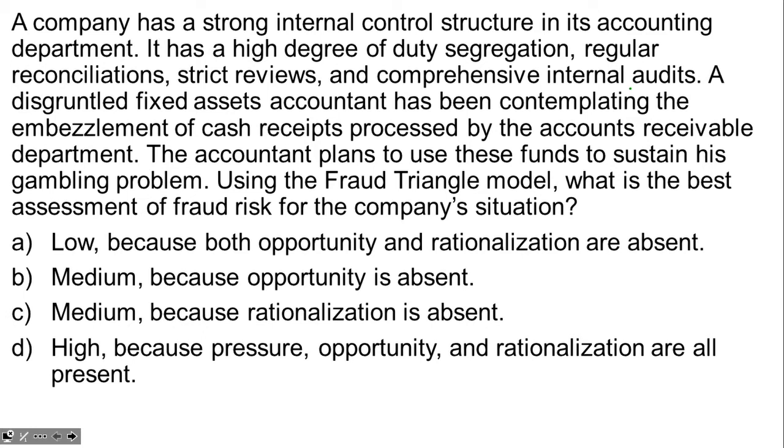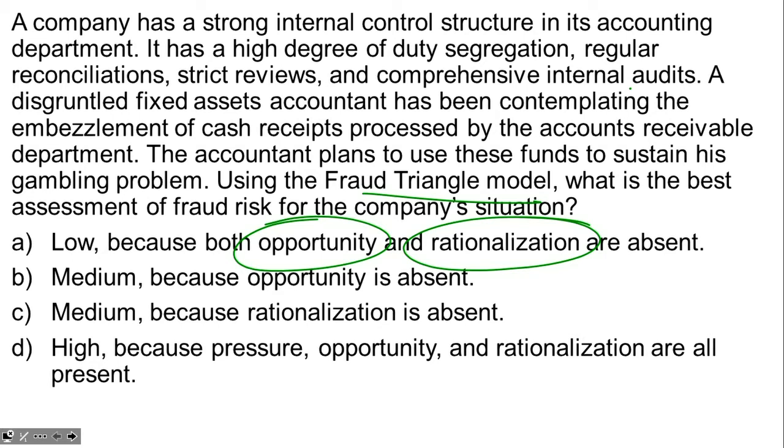Now here's a question where if you're sitting there during the exam and you get to this point that says the fraud triangle model and you think, oh my goodness, I can't remember exactly what those are. If we look at the answer choices, sometimes they help us. Choice A, the assessment of fraud risk is low because both opportunity and rationalization are absent. Well, that sounds like two parts of the fraud triangle, opportunity and rationalization.